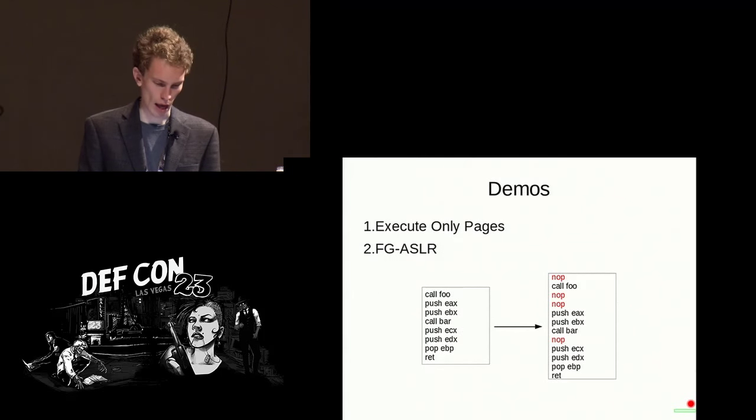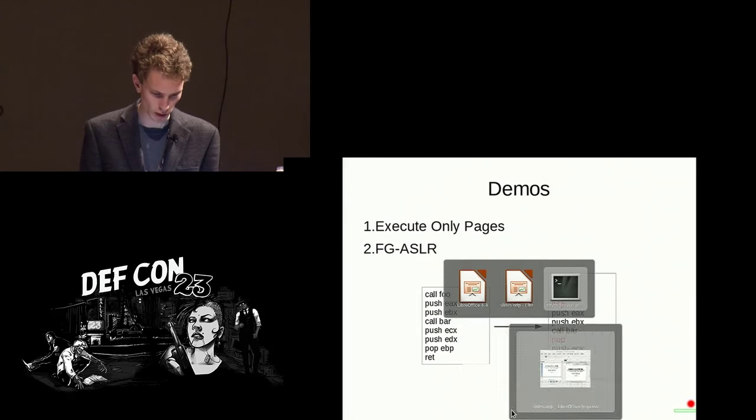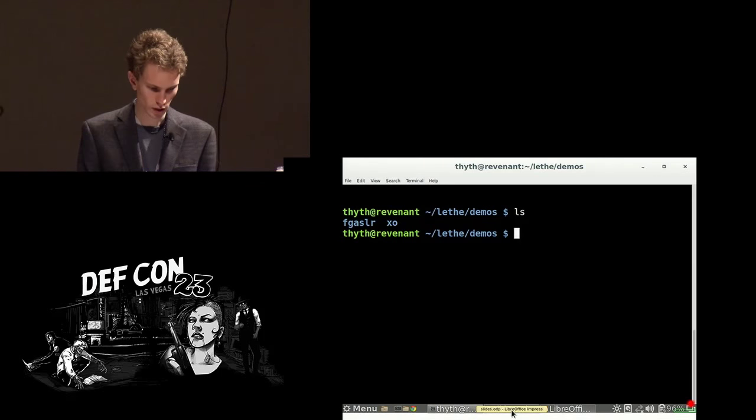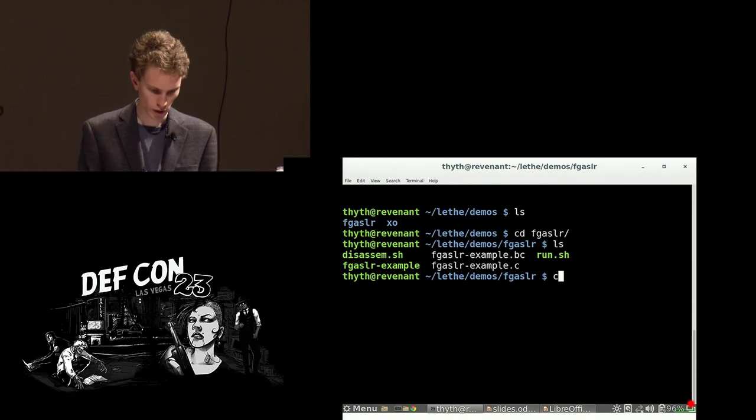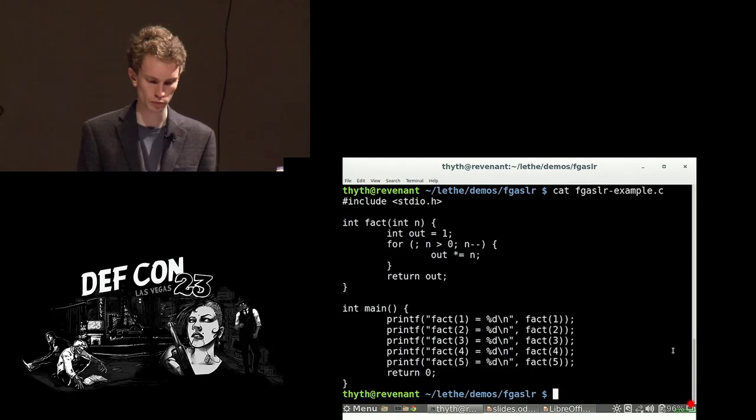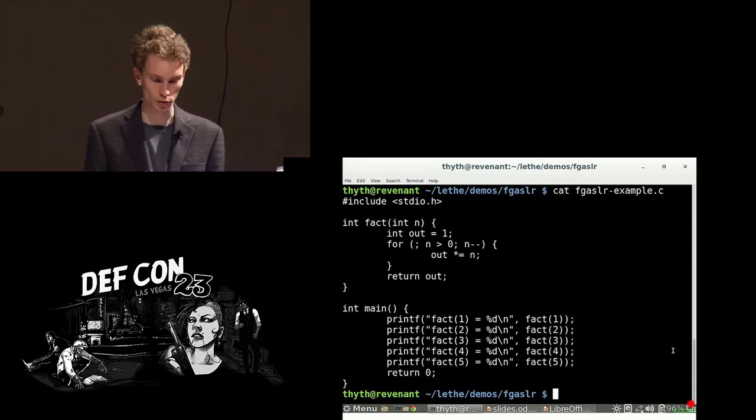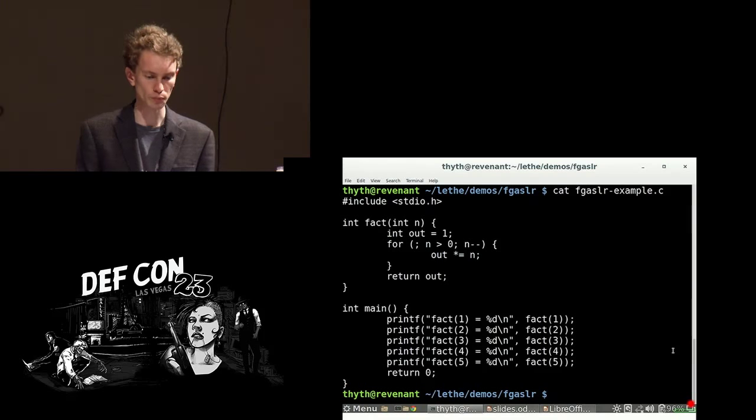And so I'm going to try to demo that, and hopefully it will not blow up my system. I have 2 demos here. One is showing off the execute-only pages, and the second is showing off this NOP insertion process for fine-grained address-based layout randomization. Let's do the fine-grained ASLR one first, because that's less likely to blow up. I have a very simple C program here, which just computes factorials. It fits on a single slide with giant font. But very, very straightforward.